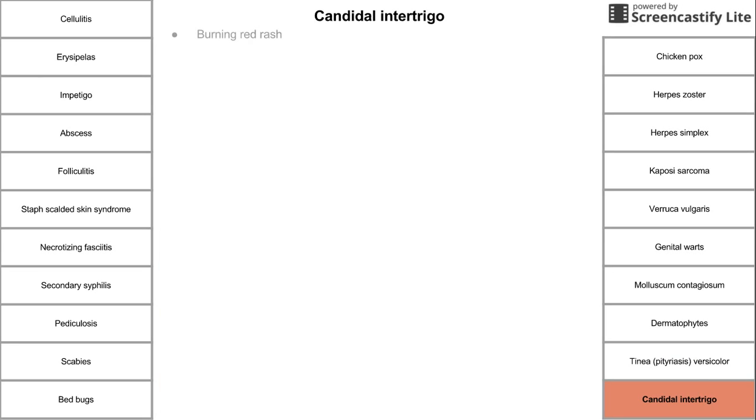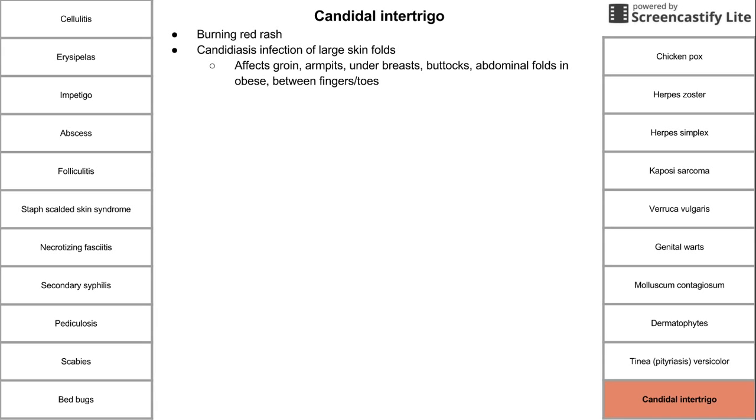Lastly, we're going to talk about candidal intertrigo, which is a burning red rash. Usually occurs under large skin folds, such as the groin, the armpits, under the breasts, the buttocks, the abdominal folds, and especially happens in obese people. It can also happen between the fingers and the toes. Predisposing factors are hot, humid weather, and in people who are obese with low mobility, who can't move around much. You might get hot, sweaty, moist in those areas.